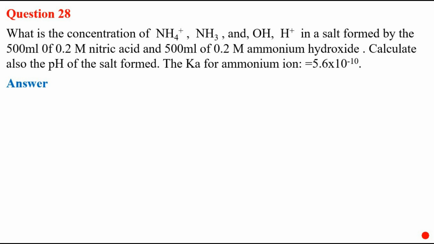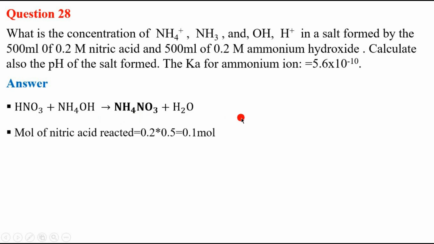Let's see. Here, that is what will happen. We have the nitric acid which reacts with the ammonium hydroxide to give the salt, ammonium nitrate, plus water. That means this is the salt that will be formed. And what will be its concentration? We need to check how many moles of nitric acid and ammonium hydroxide have reacted. For nitric acid, it will be 0.2 times 0.5. This is 0.2, the molarity, times 0.5, that is 500 milliliter converted to liter, then you get 0.1 mole.